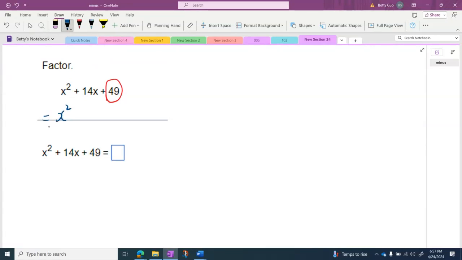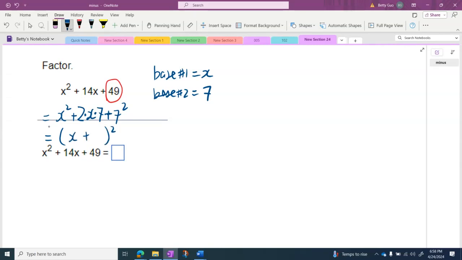The first term is x squared, the last term is 7 squared, and in the middle we happen to have twice the multiplication of the two bases. 2 times 7 is 14. Yes, it is a perfect square trinomial. The first base is x. The second base is 7. So we can write this trinomial as the square of a binomial sum, x plus 7 to the power 2.